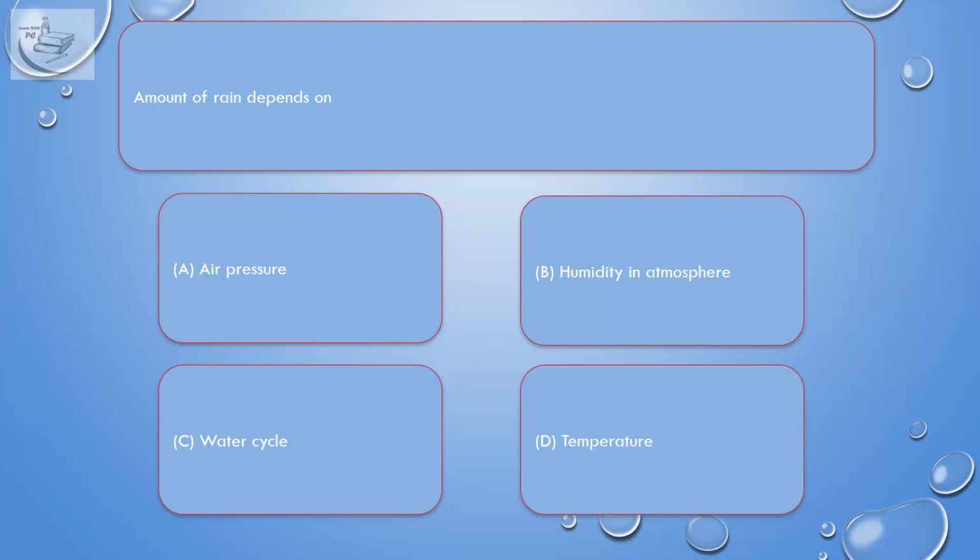Question: amount of rain depends on A. Air pressure. B. Humidity in atmosphere. C. Water cycle. D. Temperature. Correct answer is B. Humidity in atmosphere.